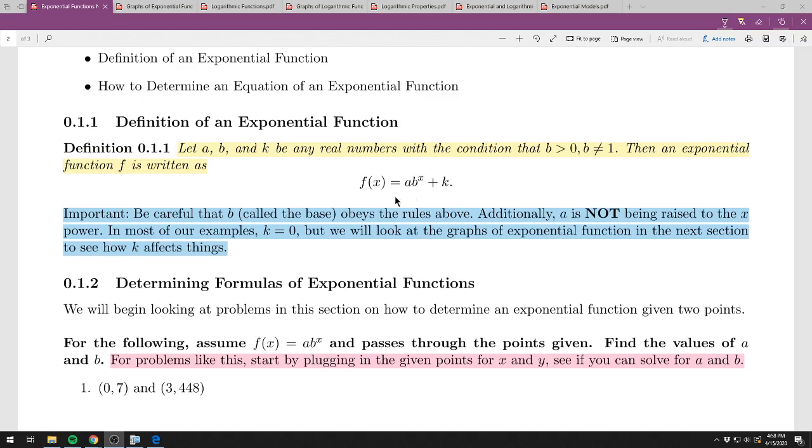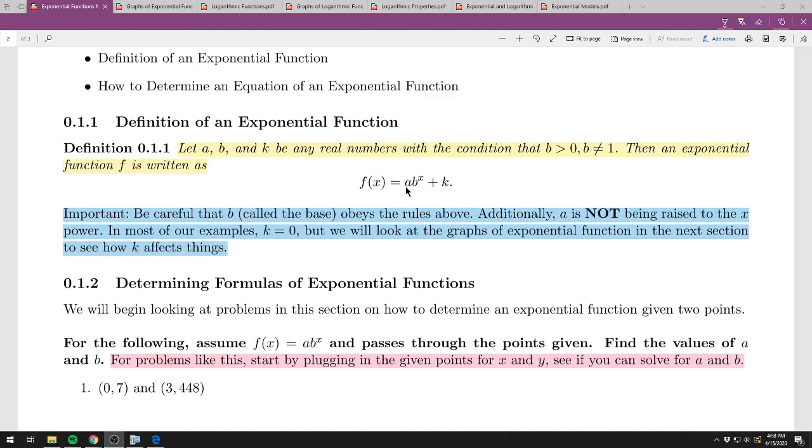When we deal with graphs in the next section, it ultimately will be boiling down to figuring out a, b, and k as well. There's not other things we'd have to worry about. Now, the important thing here, b has a special name. You'll notice our variable x is in the exponent. That's why it's called an exponential function. b is given the letter b because it's called the base. That one's not randomly chosen. And the important thing about the base is it must be positive and it cannot equal 1.